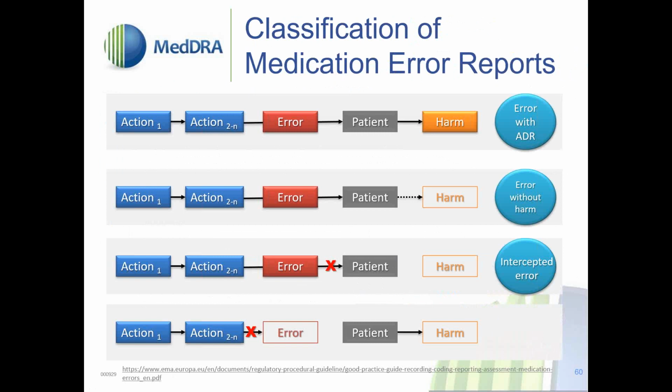And finally, a potential error is described, where it is reported that there is a risk for a medication error in the product use process due to special circumstances, a special root cause, like drug name confusion or drug packaging confusion or drug appearance confusion. So no error occurred yet, it didn't reach the patient, no harm.